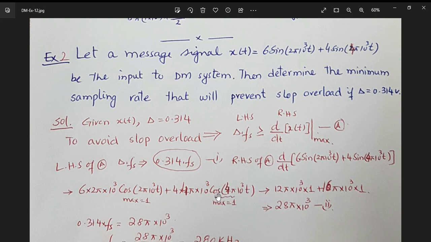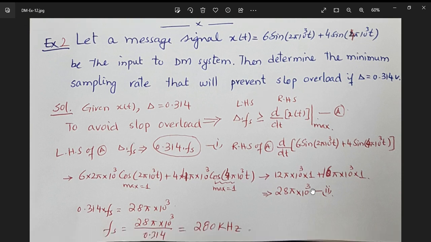And we know that the maximum value of cos is 1, so we can replace this whole factor cos 4 pi times 3t by 1. Similarly, we can replace this factor as well, cos 2 pi times 3t, with 1. So 12 pi times 10 to the power 3 multiplied by 1, plus 4 for the 16 pi times 10 to the power 3, and then 12 plus 16 is equal to 28 times 10 to the power 3. So this is the right hand side.